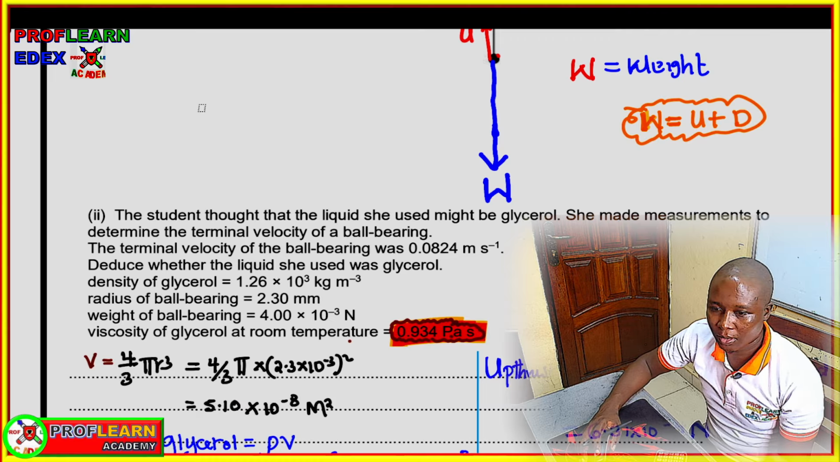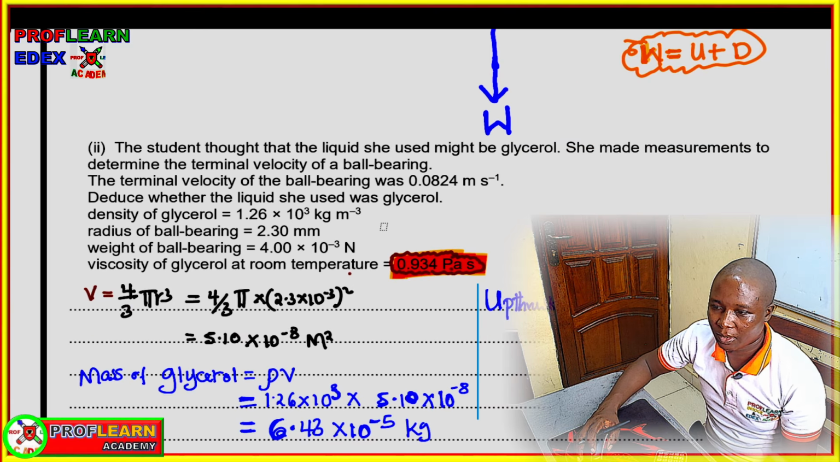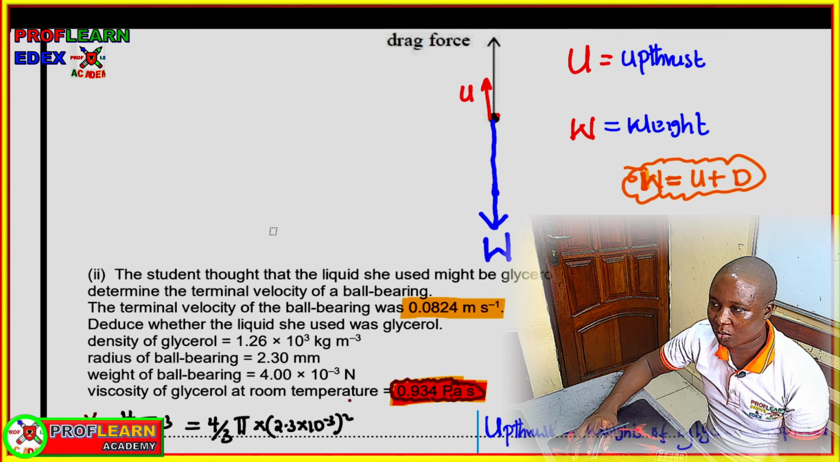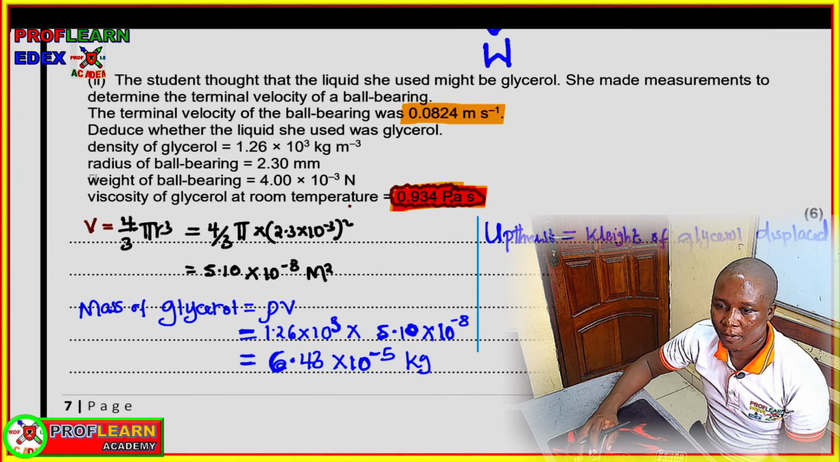She made measurements to determine the terminal velocity of the ball bearing, and the terminal velocity was considered to be this. Deduce whether the liquid she used was glycerol. So we are given the density of glycerol, the radius of the ball bearing that is passing through that liquid, the weight of the ball bearing, and the viscosity.